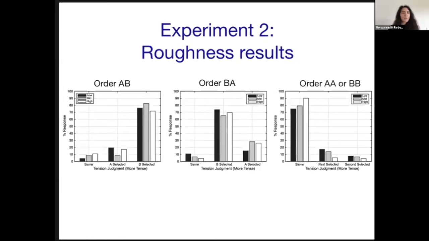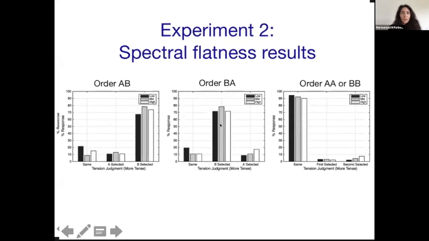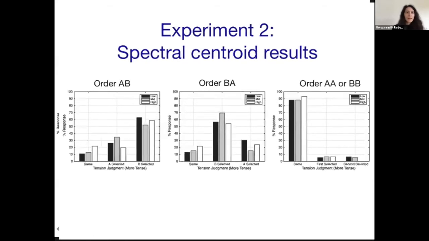Okay, these are the results for roughness. Again, you get this pretty clear profile where B is selected as more tense, regardless of the order. And these are the results for spectral deviation. Again, you see a clear selection of B, more spectral deviation, as being more tense, regardless of order. And these are the results for spectral flatness. Again, very clear responses for B being more tense.